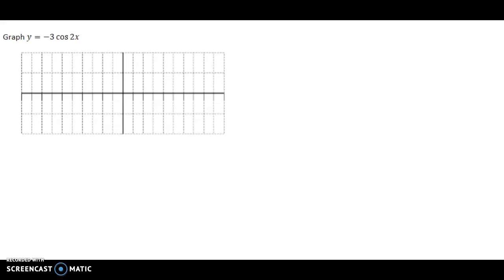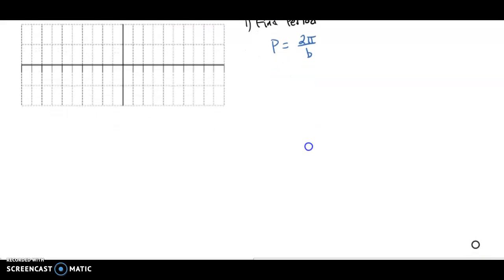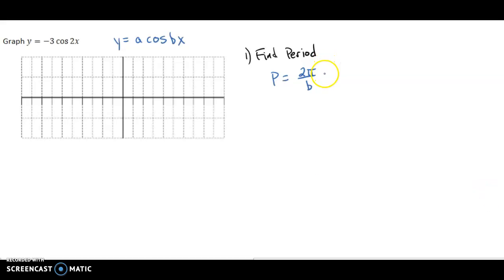Okay, so we're going to follow the same steps as we did yesterday. The first thing we're going to do is find the period. For cosine, you find the period the same way as you did for sine. You're going to say my period is 2 pi over whatever my b value is. And remember, it is a times the trig function, and then b times x. In this case, your period is 2 pi over 2, which is just pi. Let's go ahead and put that down here.